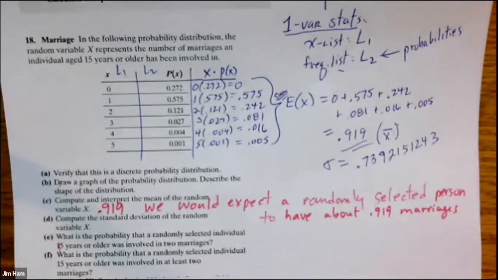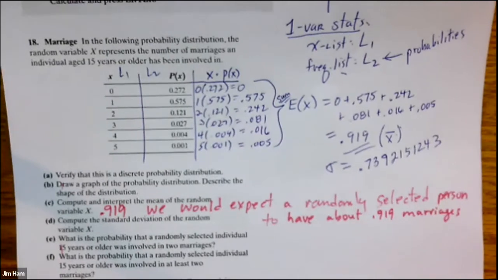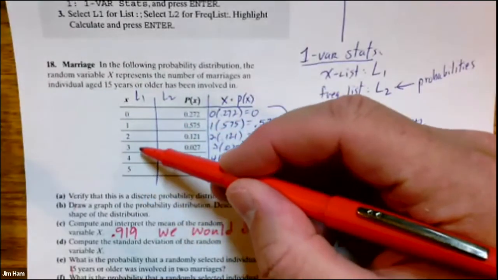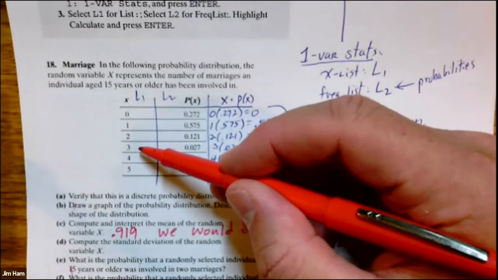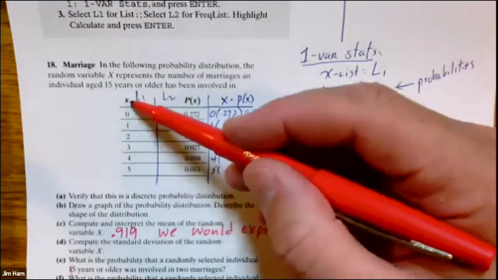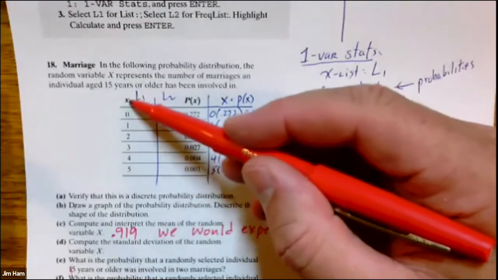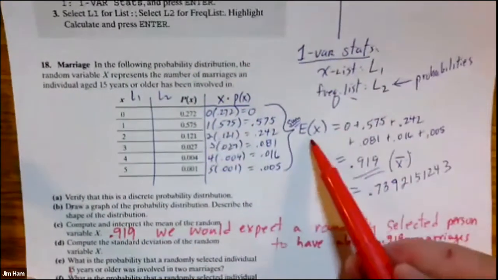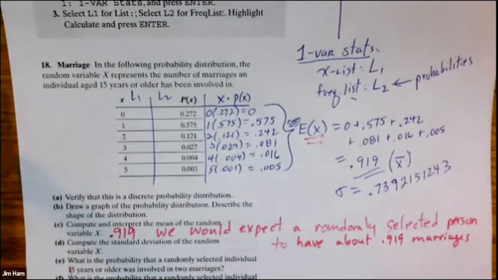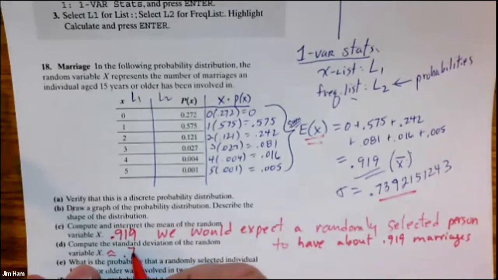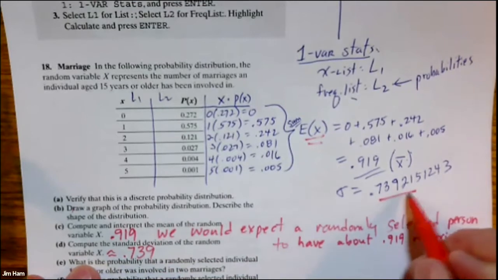Here's how you interpret the expected value. If X represents the number of marriages, then the expected value of X means the expected number of marriages. So the expected value is linked to that X value there. These are the possible X values. This calculation is what we would expect, kind of like the long-term average. The standard deviation is about 0.739.